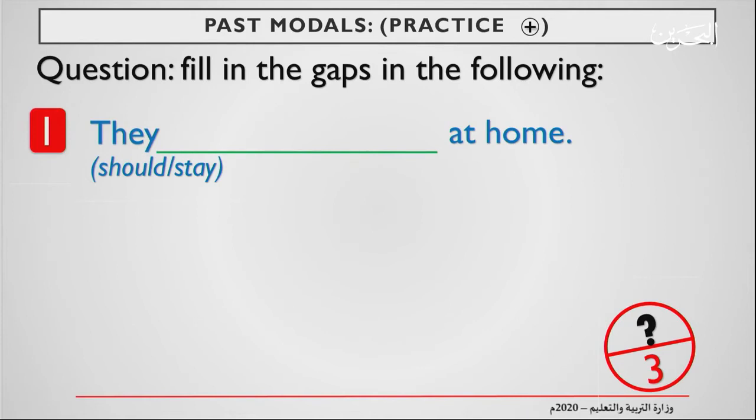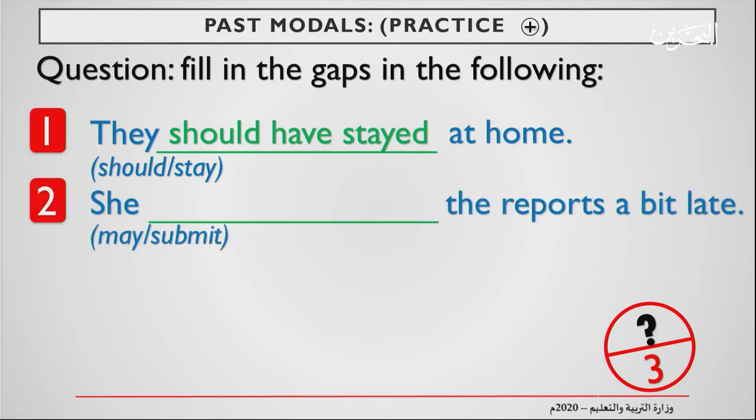Now let's check the model answer. The answer is should have stayed. They should have stayed at home. If you are correct, give yourself a mark. Let's do number 2. She, gap, the reports a bit late. You have to use the modal may plus the verb between the parentheses. You have 5 seconds.